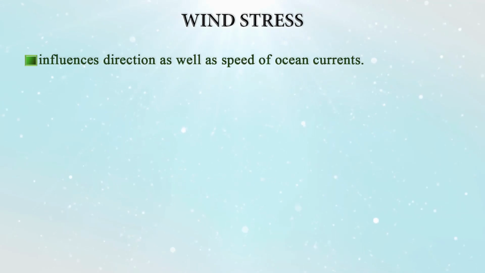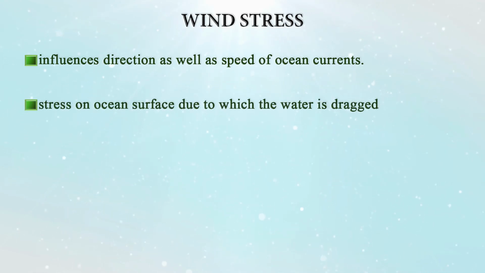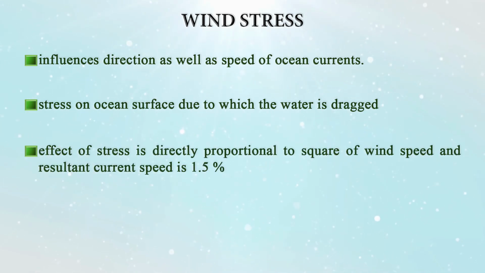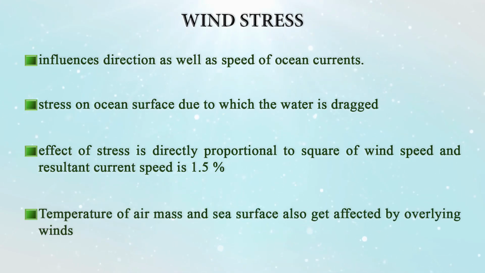Now let us focus on wind stress. It influences not only the direction but also the speed of the ocean currents. Stress on the ocean surface is due to which water is dragged. The effect of this stress is directly proportional to the square of the wind speed, and the resultant current speed is 1.5%. The temperature of the air mass and the sea surface also gets affected by the temperature of the overlying winds, due to which the water is directed in a particular direction of the winds.